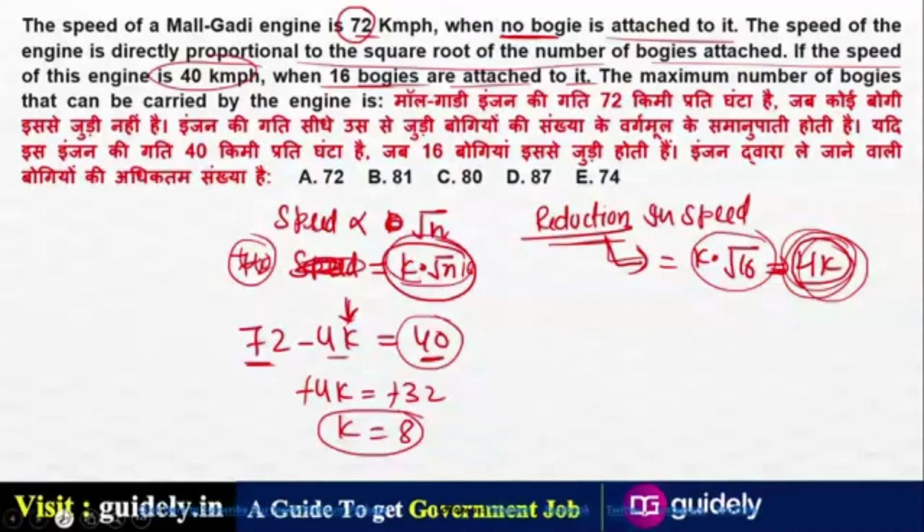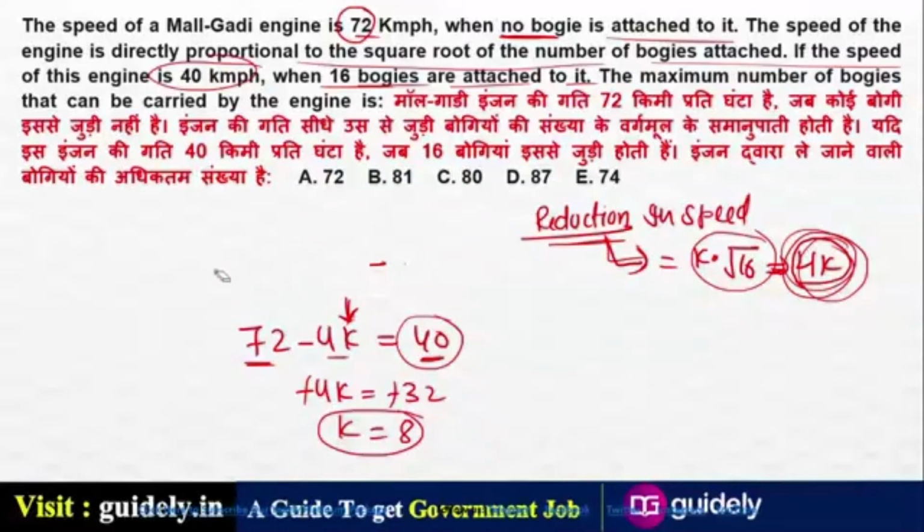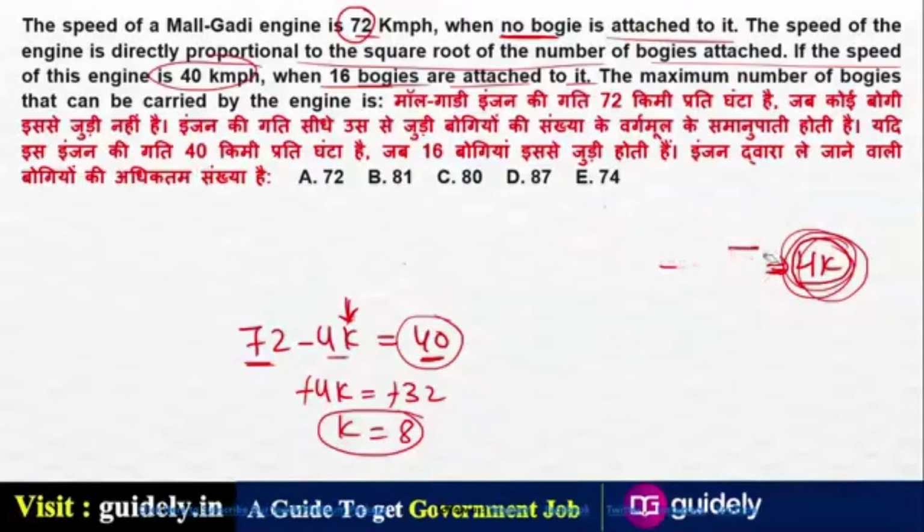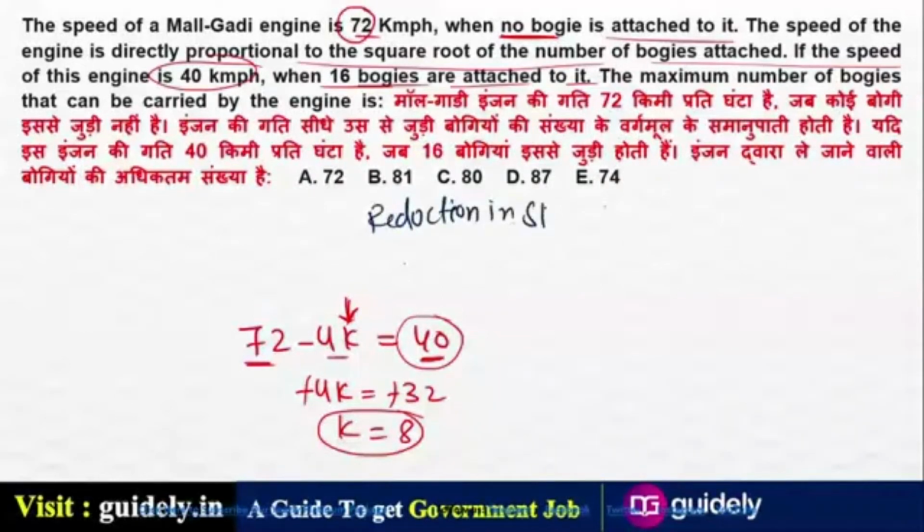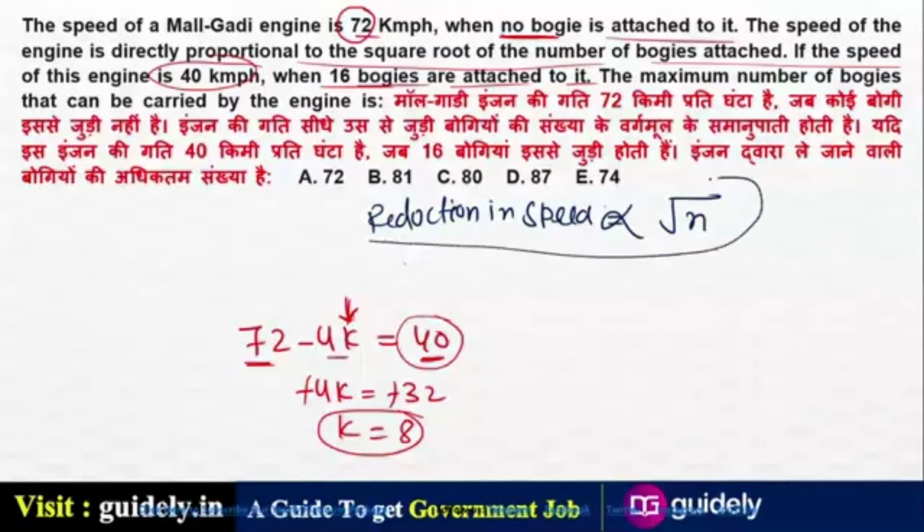I am telling you again, this is not the speed. Let me erase this part. So now you will be able to understand that reduction in speed is directly proportional to the square root of the number of bogies, right? So reduction in the speed is directly proportional to the square root of the number of bogies.